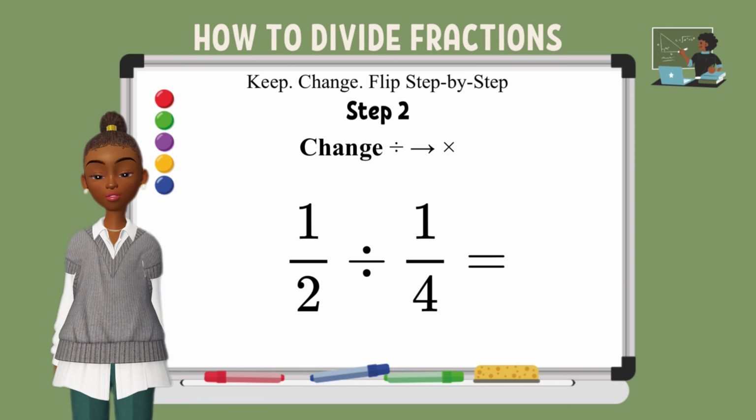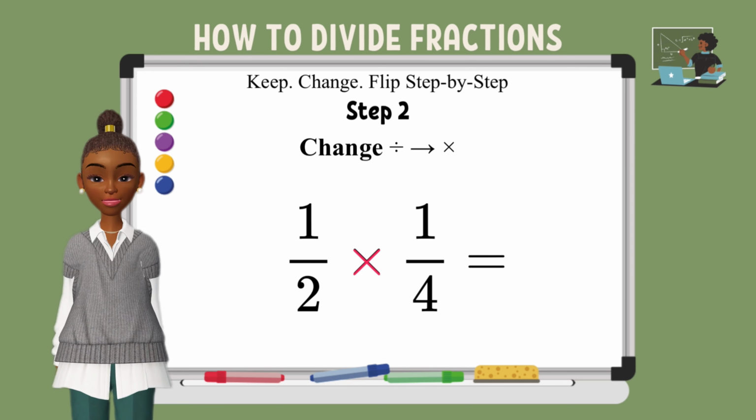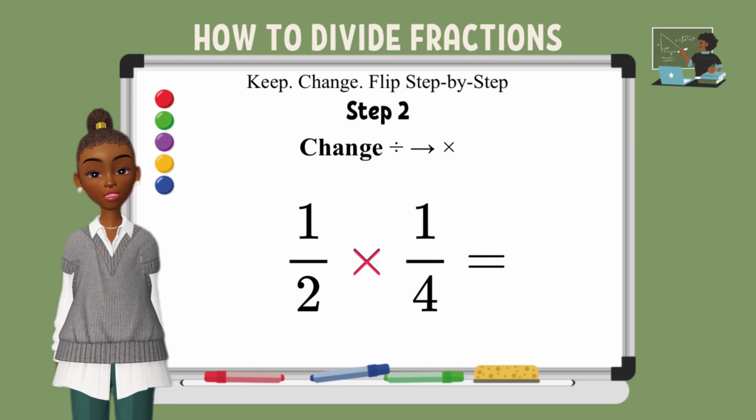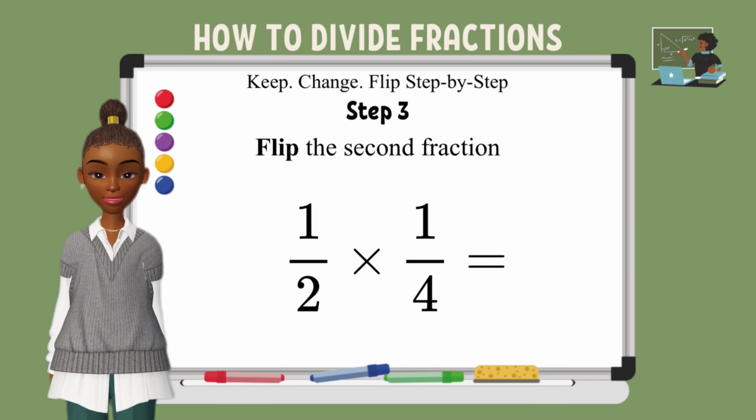Step 2, you're going to change the division sign to a multiplication sign. So step 1, keep the fraction the same. Step 2, change the sign to multiplication. So keep, change. Let's talk about flip. Step 3, flip the second fraction. That's your reciprocal. So now we have keep, change, flip.